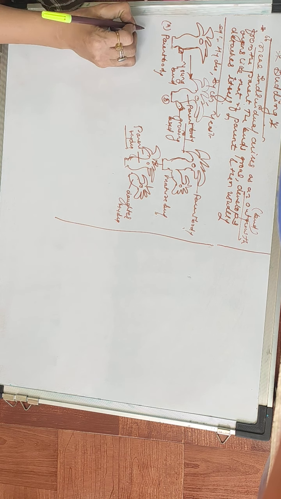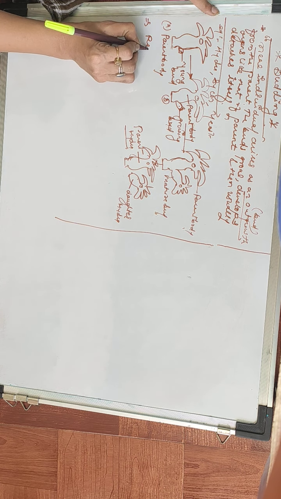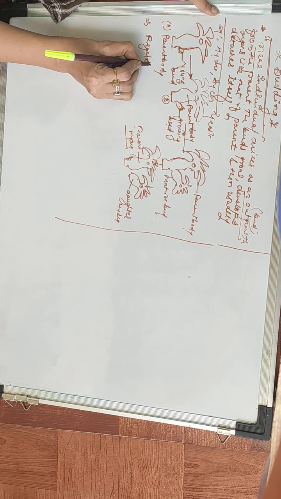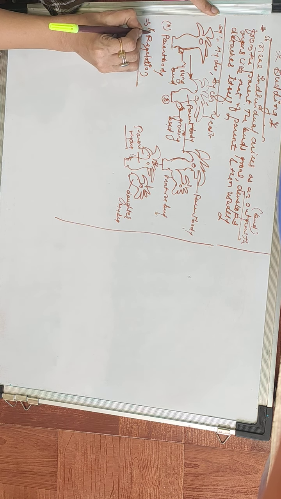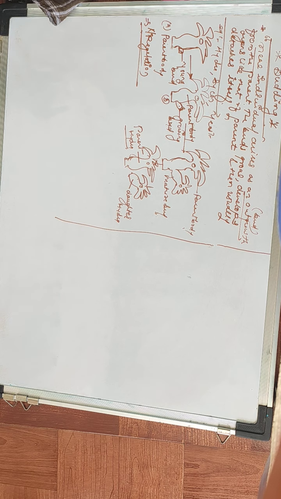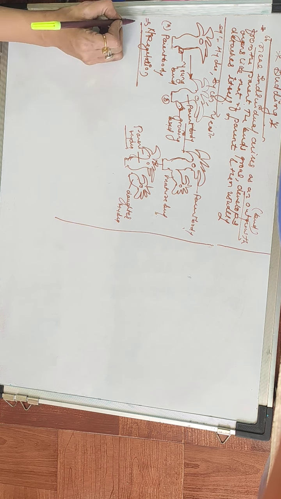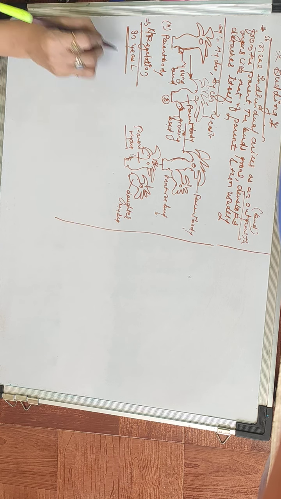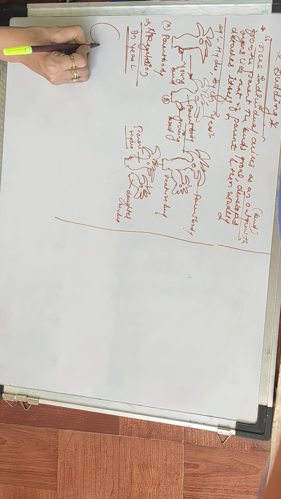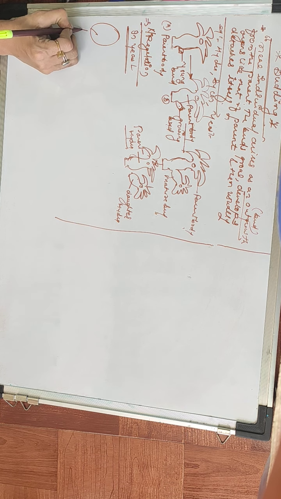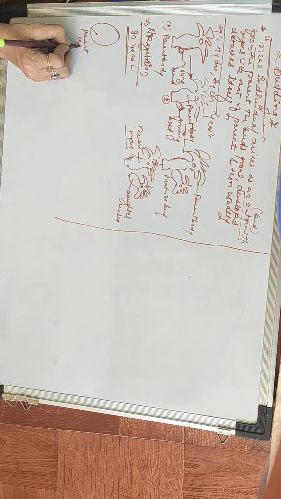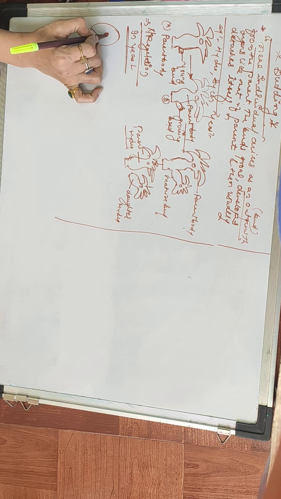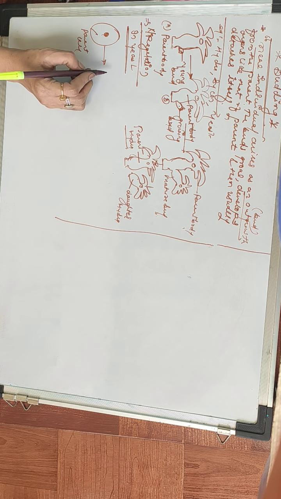The process of budding is also known as regeneration. But it occurs in Hydra, and it also occurs in yeast. In yeast, what will happen? This is a parent cell. The parent cell is there, then what will happen?